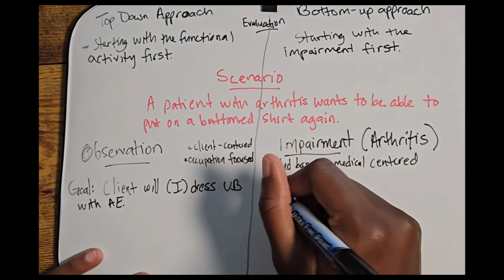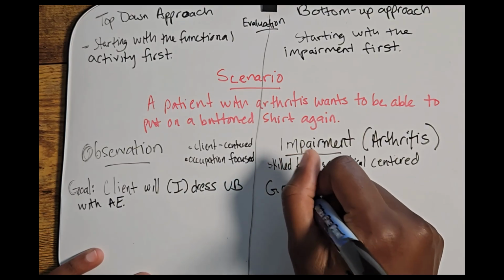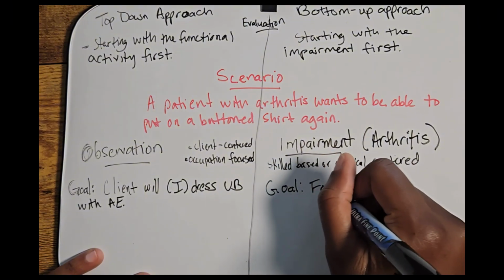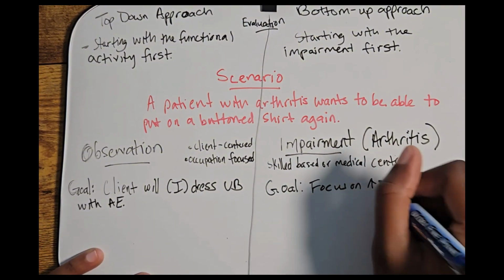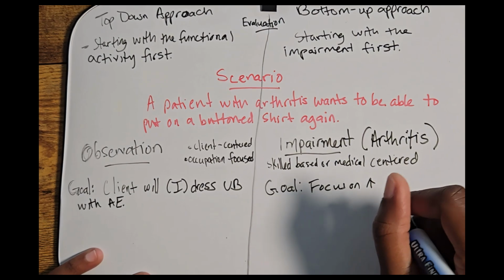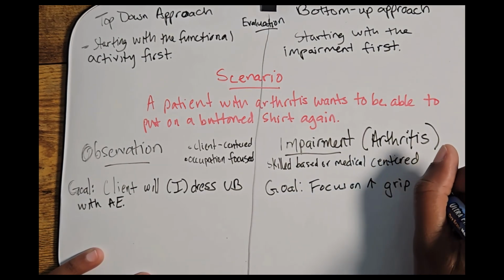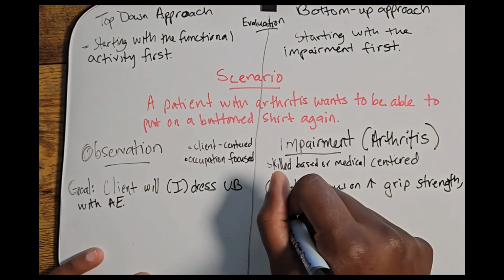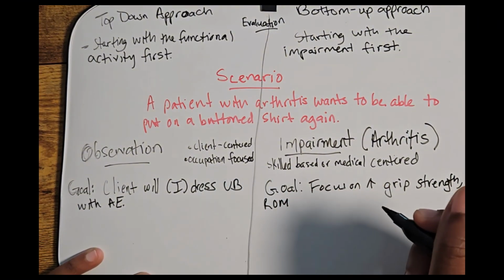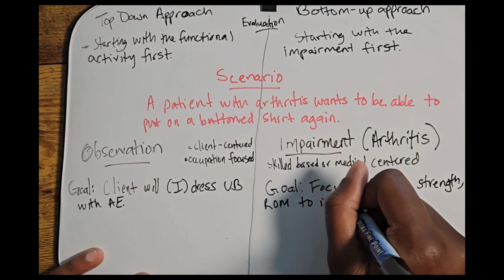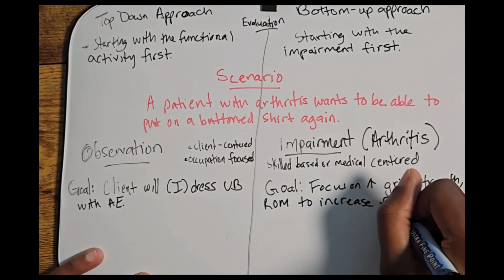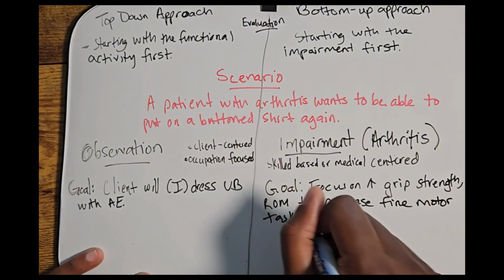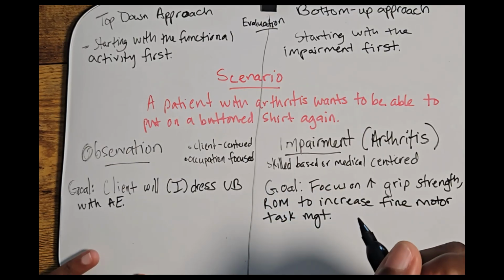Okay. Whereas the goal here under the bottom-up approach would be something more focused on increasing, let's say, grip strength, range of motion, to increase fine motor task management. Okay, let's say something like that.